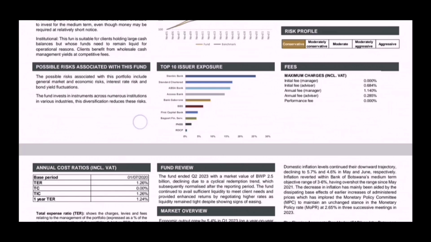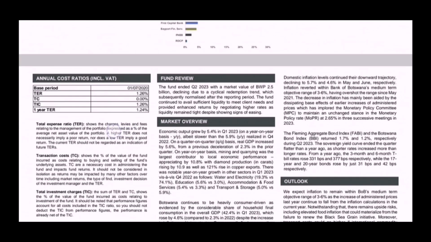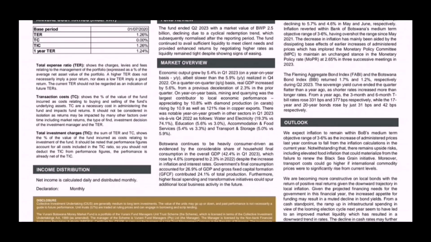And then let's look at the annual cost ratios. Yes. Now the costs that are incurred by the fund managers for managing this fund. Remember, we've spoken about the TER, total expense ratio. There you have it, it is at 1.26%. Here they've also specified the transaction cost, which they're saying is 0, and then they have the total investment charge, which is at 1.26%. So these are the details that you are getting from your fund. And then there is the market commentary. You can see the market commentary very much provided.